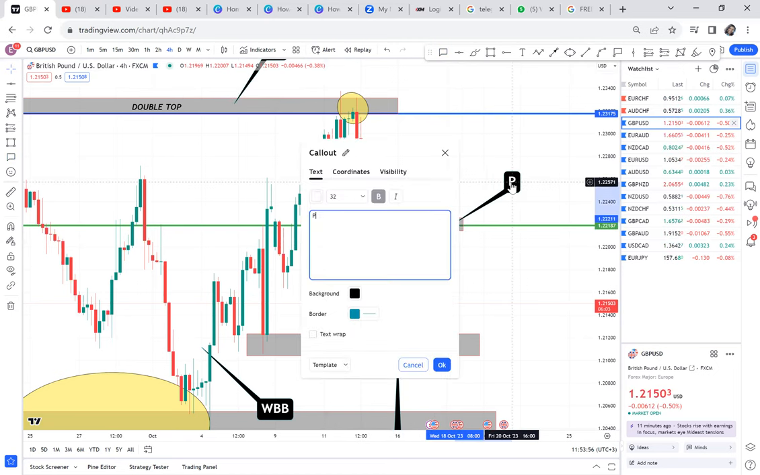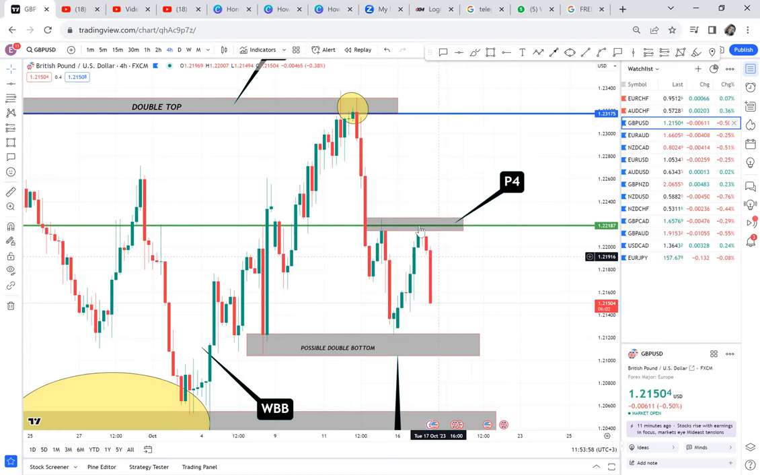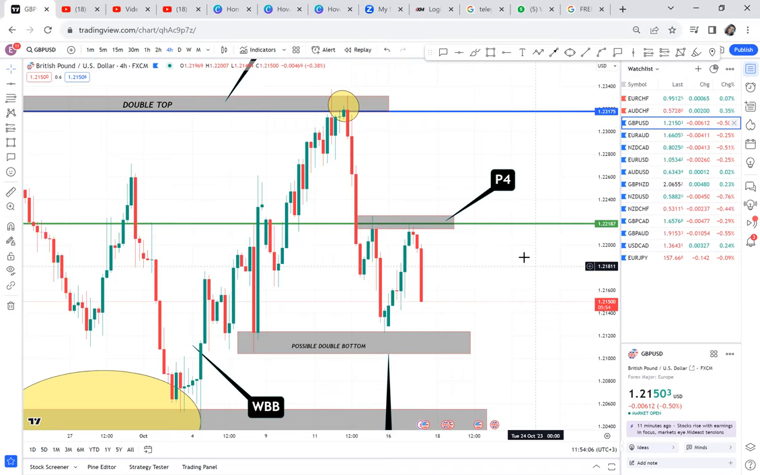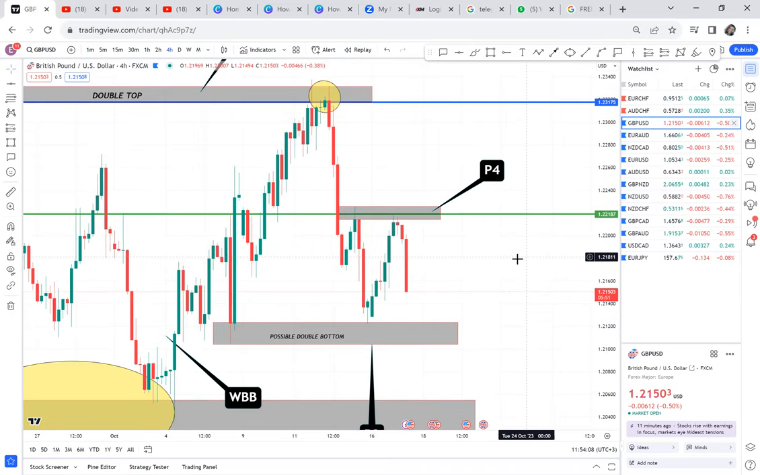This is our P4. So if you did see this, of course, the TP would have been hit, because if you entered, the TP was that half. So now they have created P4. That's a double top. Again, they have created a double top.